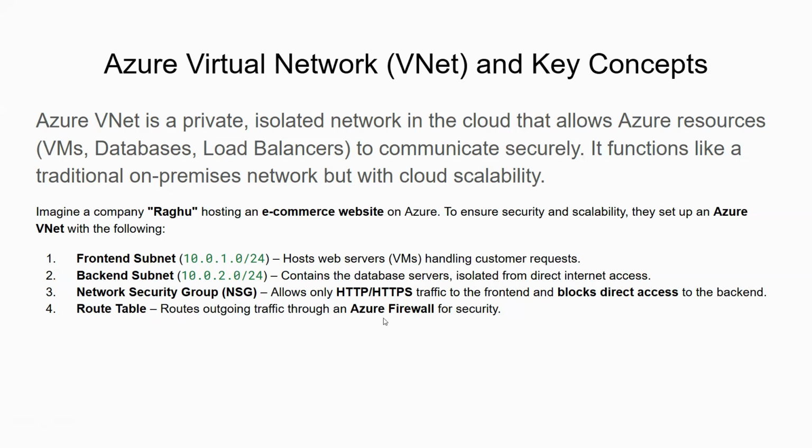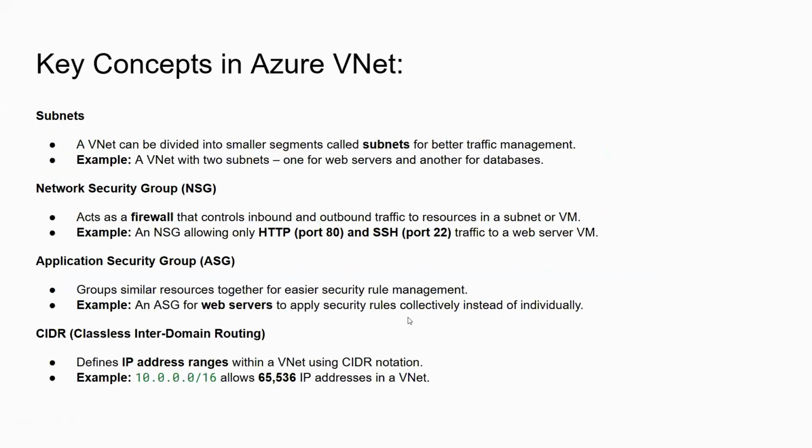The NSG blocks the back end request, and routes outgoing traffic through an Azure firewall for security. So people need to access through the firewall security.